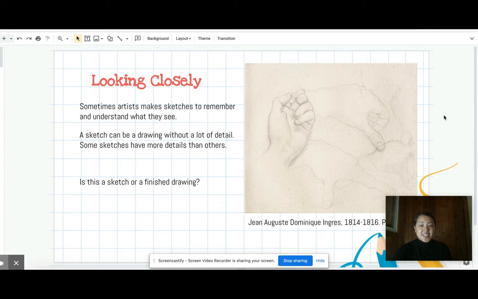I can tell that it's a sketch because it's lightly drawn. It's kind of just the contour or the outline of the hand. There are not too many details. There are a couple of drawings that are overlapping each other. So that's how I can tell it's a sketch.